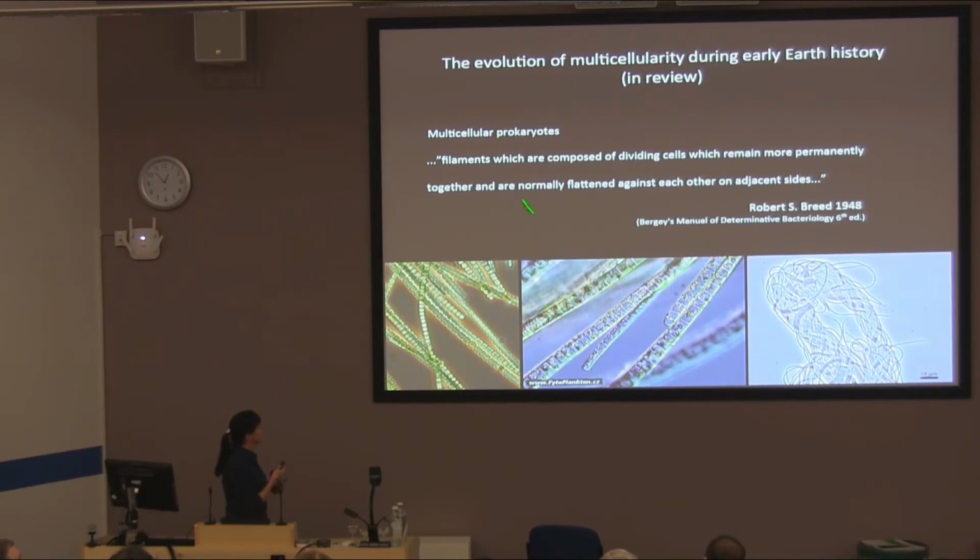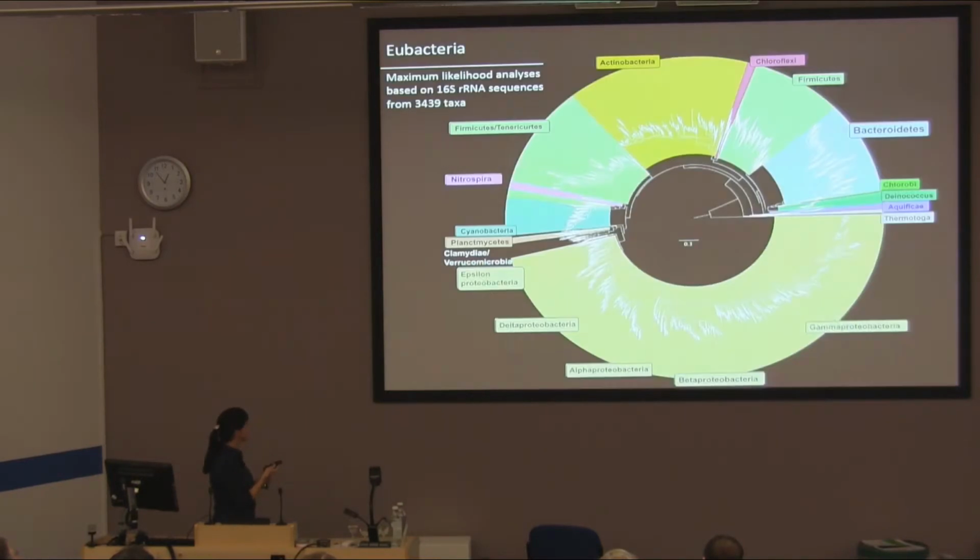First I would like to point out that when I'm talking about multicellular prokaryotes, I refer to this quote by Robert S. Reed from 1948, where he says that multicellular prokaryotes are filaments composed of dividing cells which remain more permanently together and are normally flattened against each other on adjacent sides. So I'm not talking about cell chains that form as a response to environmental conditions and come apart again, but about permanent filaments in those prokaryotes.